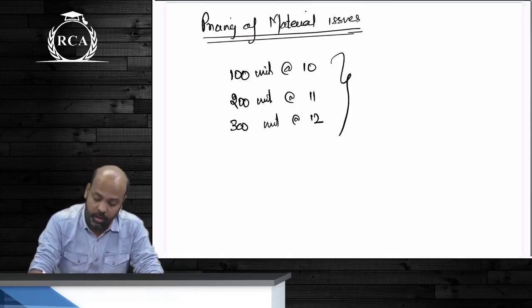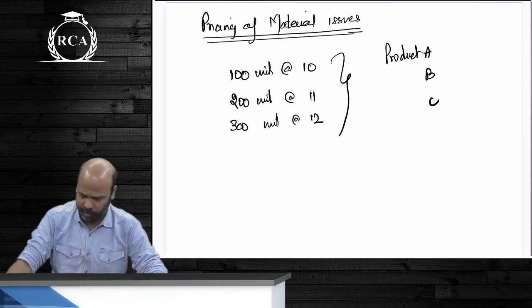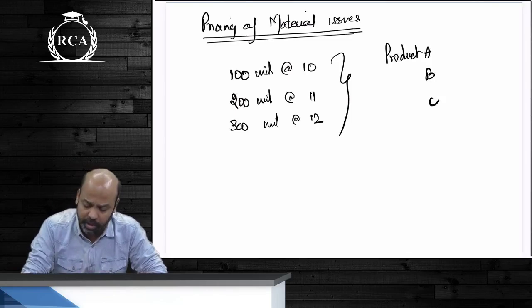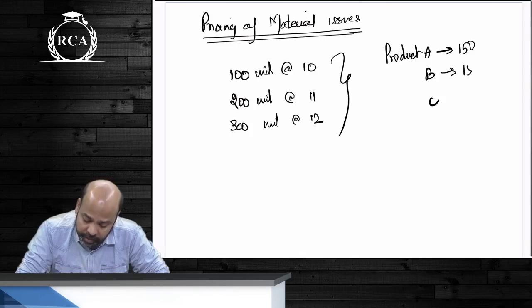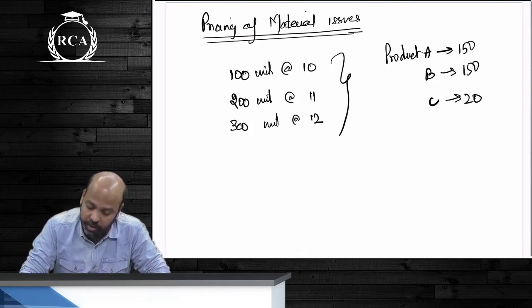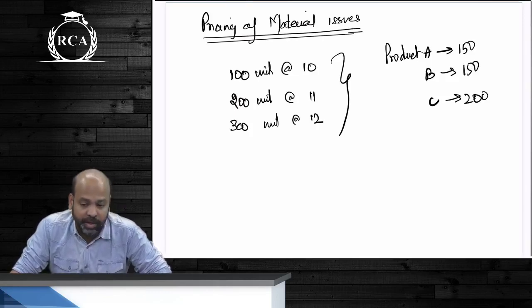Now you are using this material to manufacture product A, product B, product C. For product A, guys, you need about 150 units. For product B, you need about 150 units. For product C, let's say you need 200 units. The question arises, what is the price that you are going to consider for the purpose of issuing the materials?